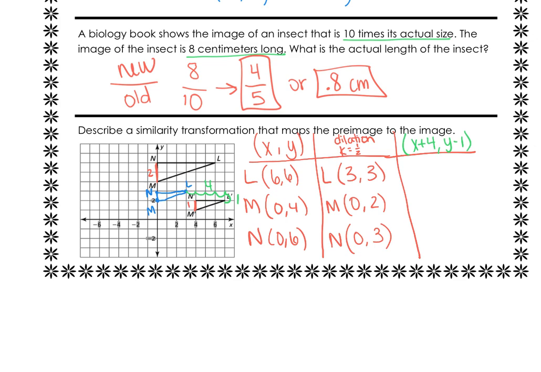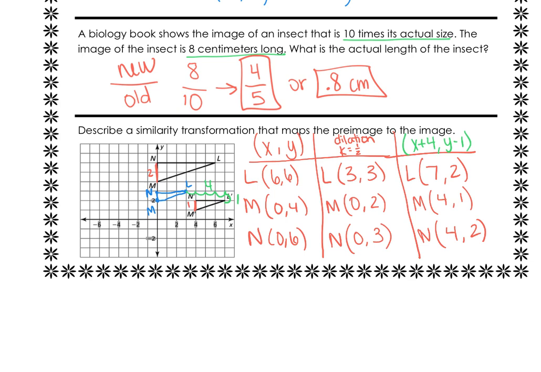So now we can go ahead and write in our new coordinates and see if it matches with this rule. So following your numbers, L is (3, 3). So plugging into the formula, x plus 4, it's 3 plus 4, which is 7. 3 minus 1 is 2. Moving on to M, 0 plus 4 is 4, and 2 minus 1 is 1. And our last one, letter N, 0 plus 4 is 4, and 3 minus 1 is 2.